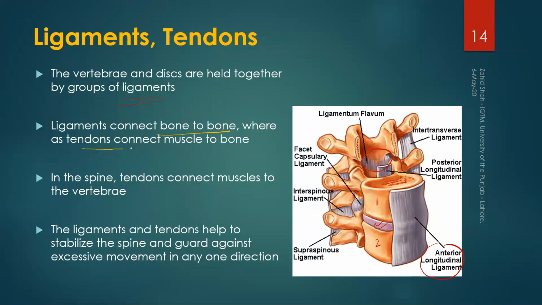whereas tendons connect muscles to bones. Here tendons are not shown in this figure, but they attach muscle to the bone. In the spine, tendons connect muscles to the vertebrae. The ligaments and tendons help to stabilize the spine and guard against excessive movement in any one direction. So they control the degree of freedom of the joints. And again, you can observe the locations for facet joints as well. So these ligaments play a very important role in stabilizing the joints of your backbone.